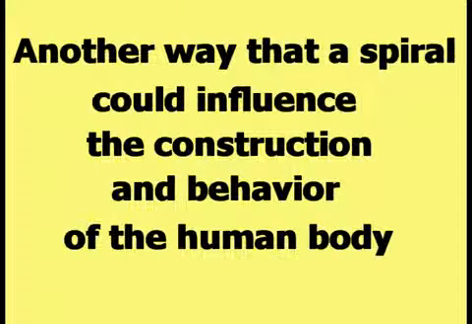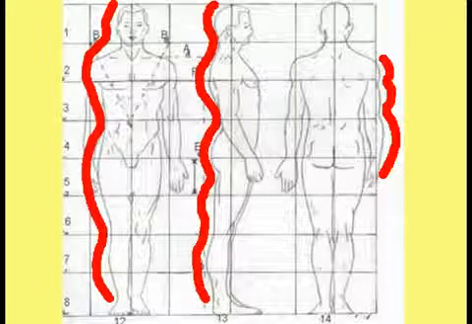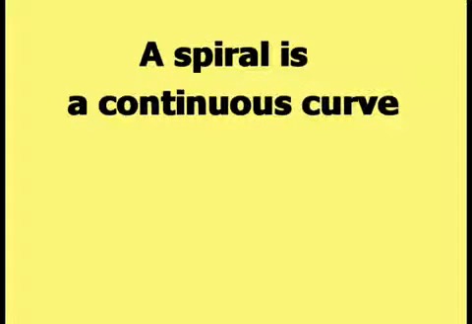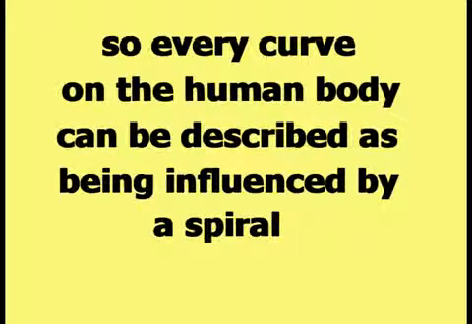Another way that a spiral could influence the construction and behavior of the human body would be in the curves found in the human body. A spiral is a continuous curve. Any curve on the human body can be described as a piece of a continuous spiral, so every curve on the human body can be described as being influenced by a spiral.